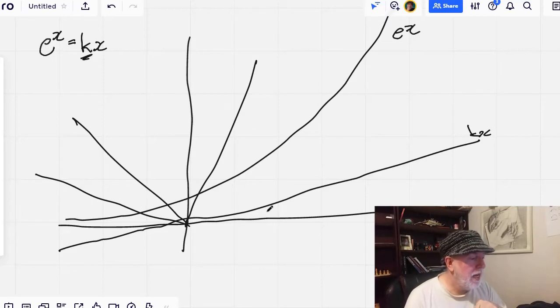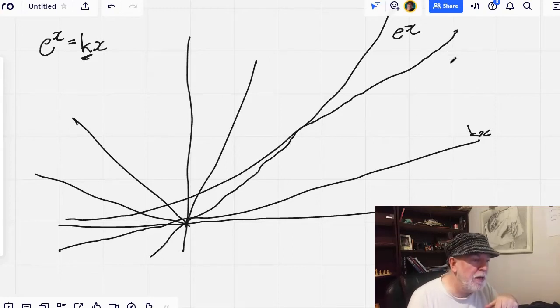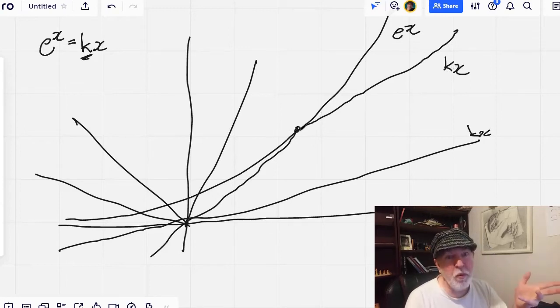What we want is the line that goes through the origin and just kisses e to the x and then heads off on its own forever. So that's what we are looking for. And this is a huge mess right here. Well, we want to find that point, really, basically.